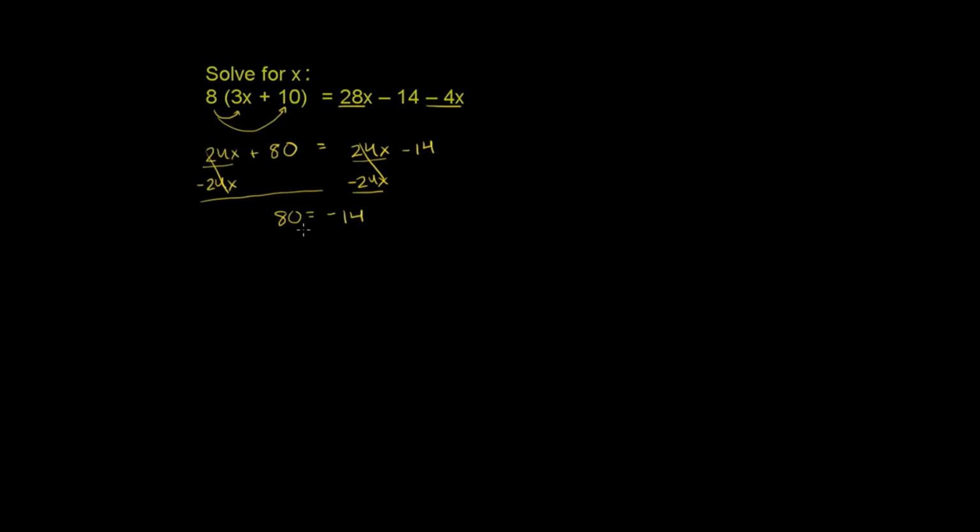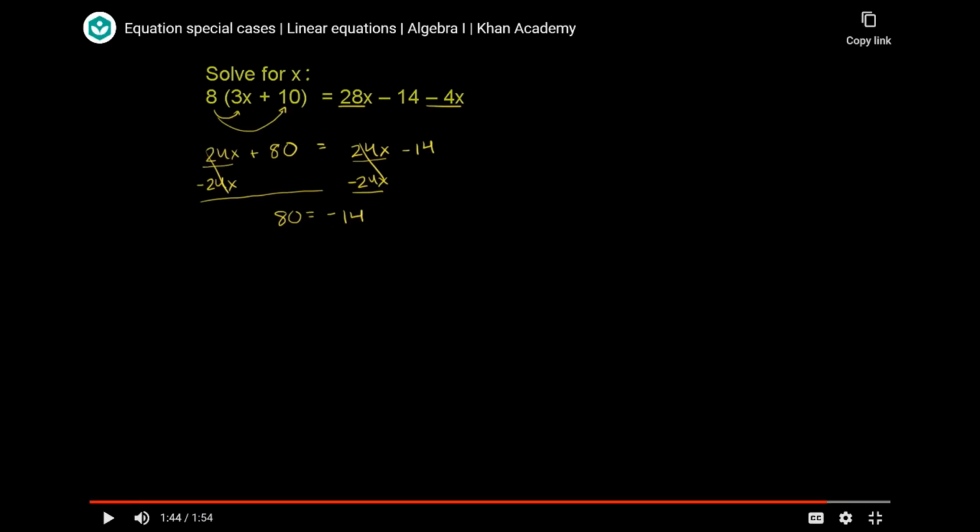This does not happen. 80 is never equal to negative 14. They are just inherently unequal. So this equation right here actually has no solution. So that is your answer for this problem. It's a no solution, because they don't equal each other.